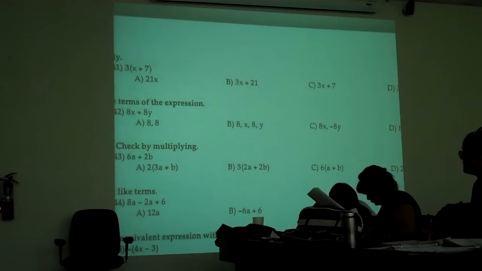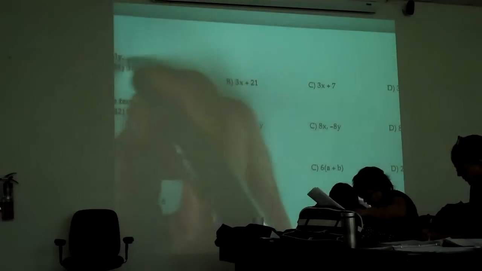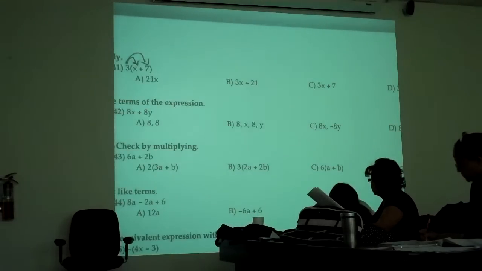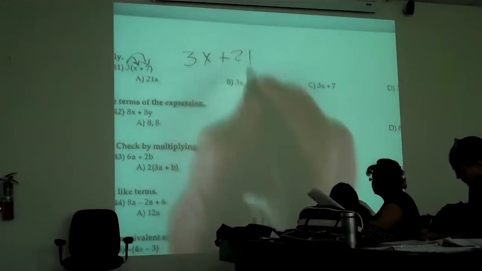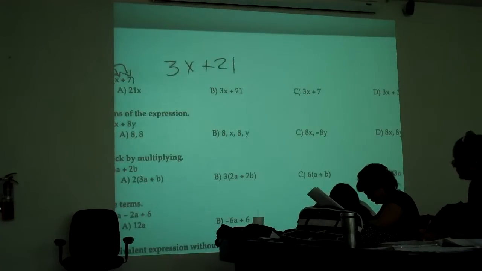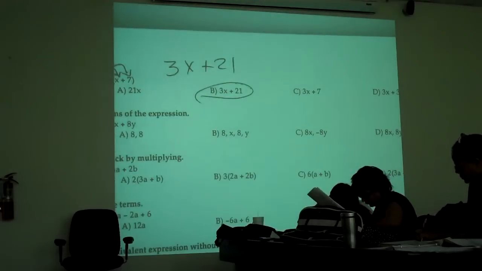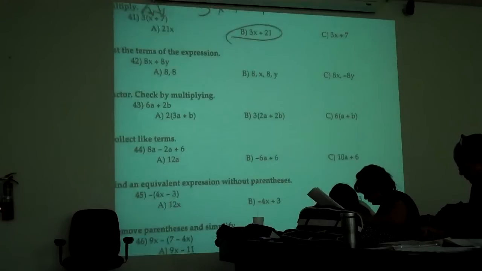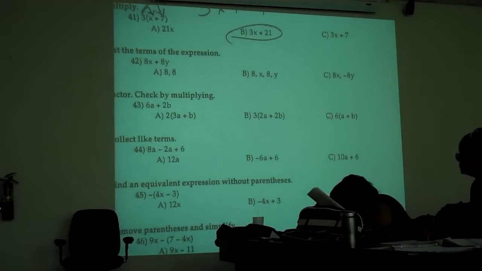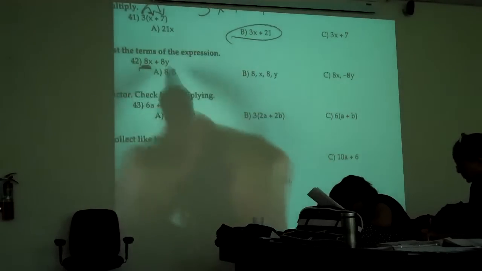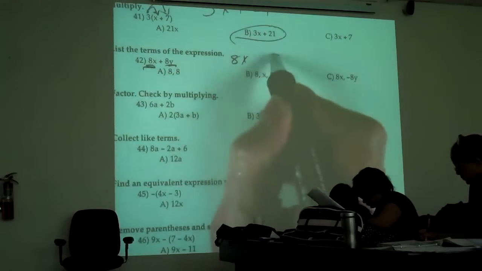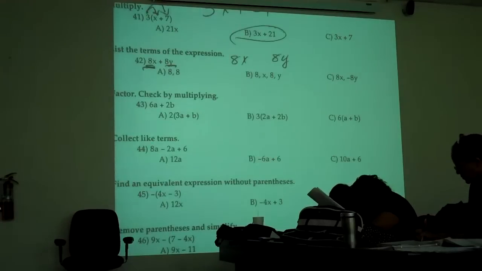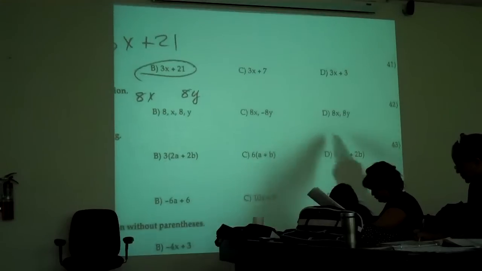Okay, multiply 3 times each one of those. 3 times x plus 3 times 7. That's B. Are we sure? Yes, we're sure. Okay. List the terms of the expression. The terms would be this and this. So it'd be the 8x and the 8y. B. Right. No, B is separated with commas. Oh, D. Yes, D.